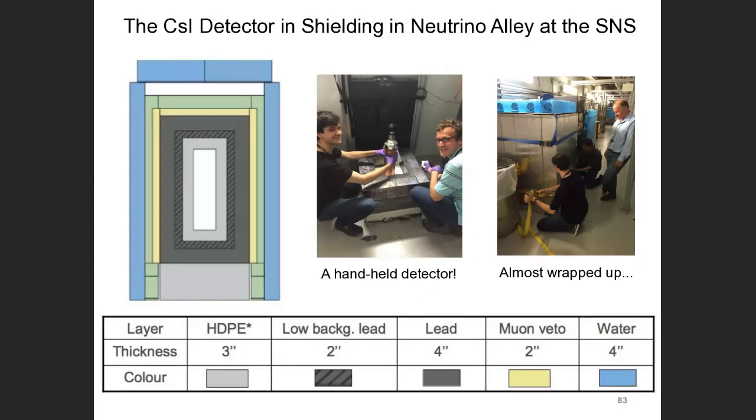Okay, let me talk about the first detector, the cesium detector. This was built and characterized at the University of Chicago. These are two students who got the first PhDs on this, no longer students. And this is a small detector. It was a handheld detector, which is unusual for neutrinos. This is with the shielding in Neutrino Alley. There's various layers of shielding, starting from water down to low background lead and poly.